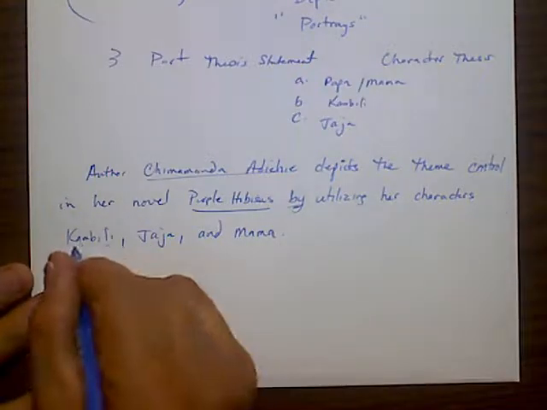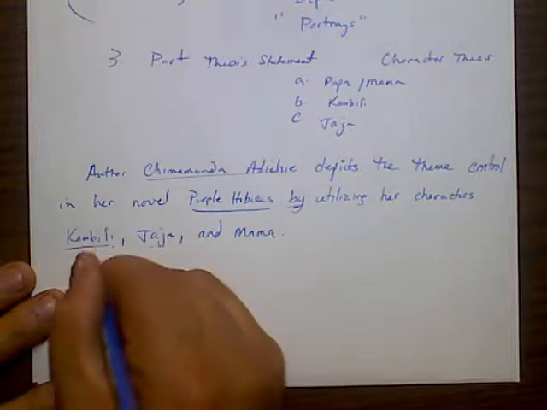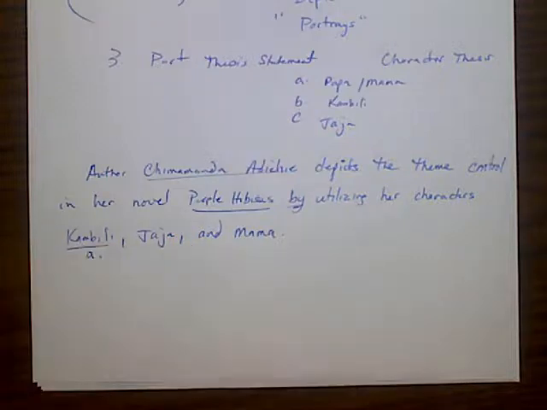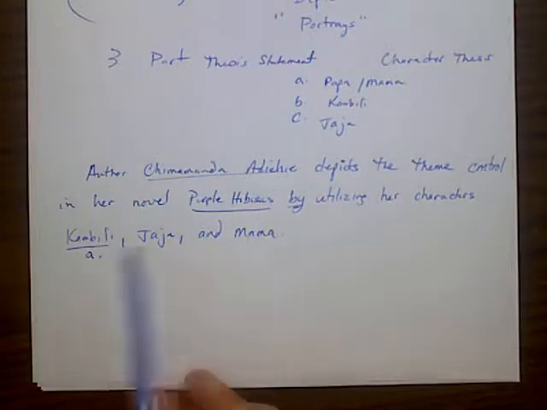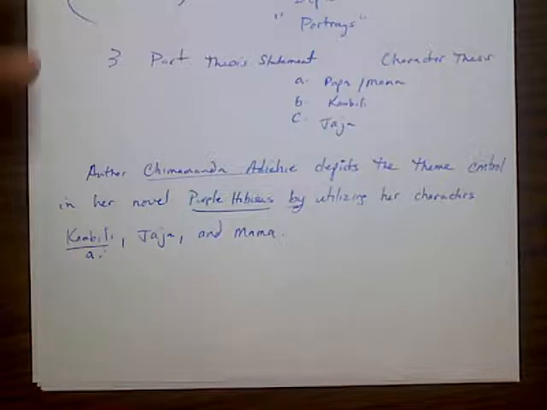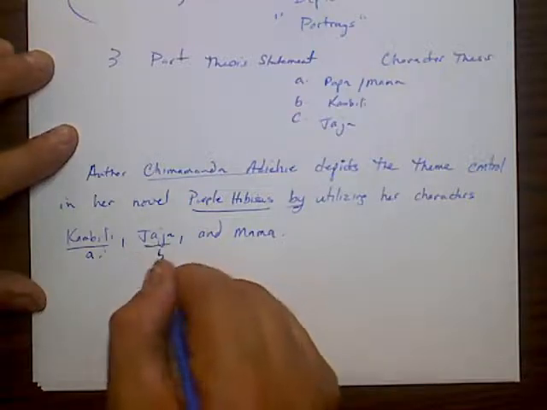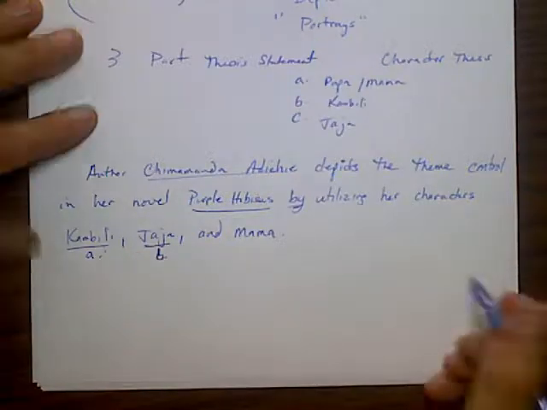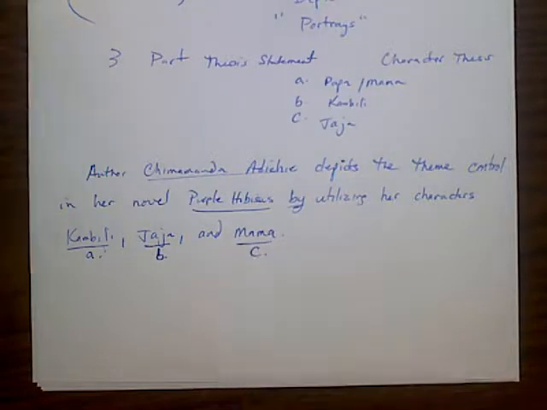What I did was I set up the three-part thesis statement so that I know my first body paragraph is going to focus on Kambili and how Adichie shows Kambili's character and the effects of control upon her. Body paragraph number 2 is going to be set up for Jaja. Number 3 is going to be set up for Mama. Okay, that's the benefit of a three-part thesis statement.